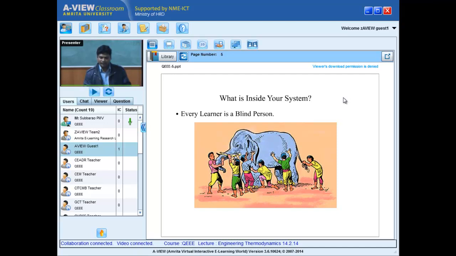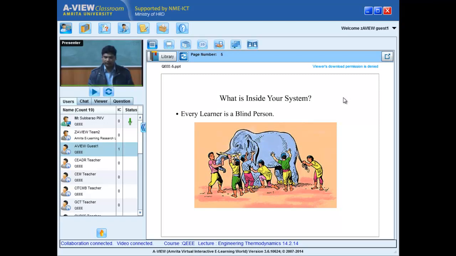And somebody touches the leg, and he says it is like a pillar. Somebody touches the ear and says it is like a fan. So very important, but all are correct. So that's how we need to develop a very thorough understanding.